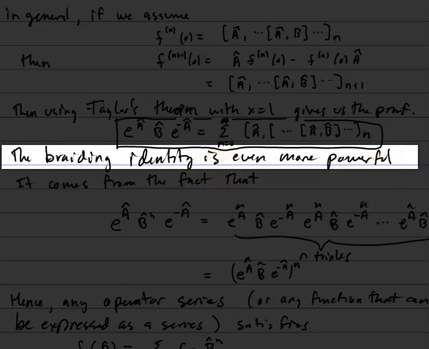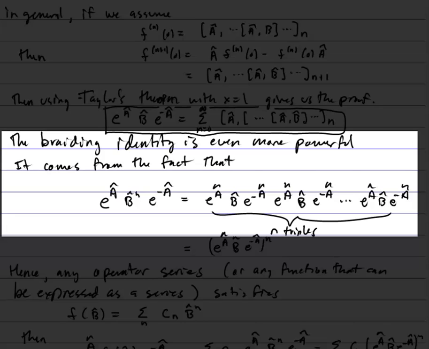All right, now the Braiding identity is even more powerful, and it comes from the fact that when I do a Hadamard transformation on a power of an operator, that is the same as the Hadamard transformation of the operator raised to a power. And to see that, we just take b to the n and write it out as a product of b times b times b times b, n times. And then in between any two b factors, we multiply by 1 in the form of e to the minus a times e to the a.